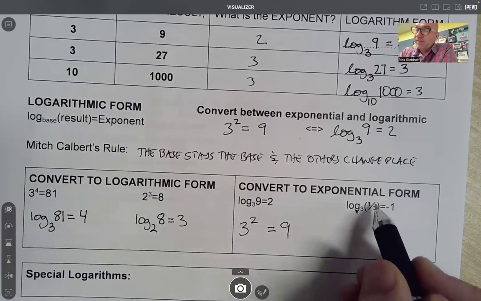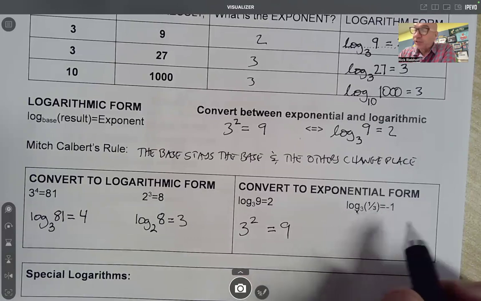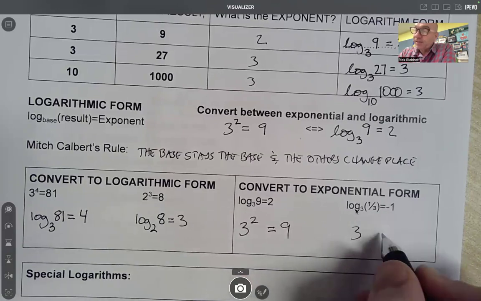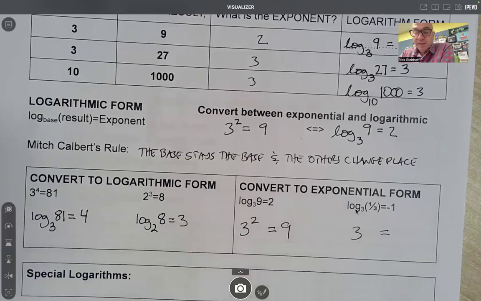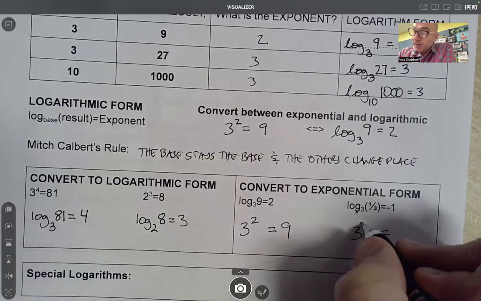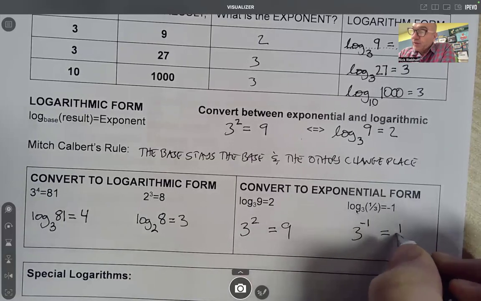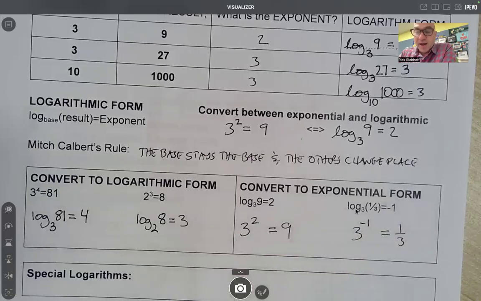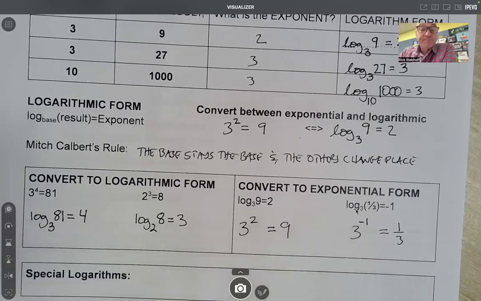Cool. All right. Give this one a shot. It's a little more challenging. But I'll give you a hint. The base stays the base and the others change place. Did you get 3 to the negative 1 equals 1/3? If you did, pat yourself on the back, right? 3 to the negative first power is just 1/3.